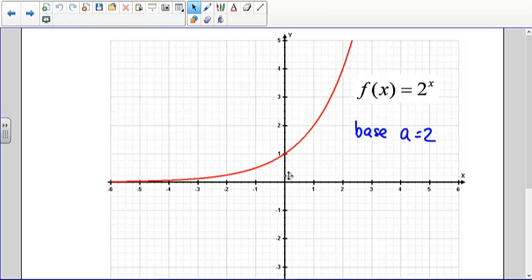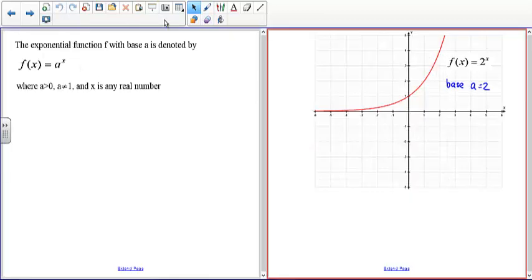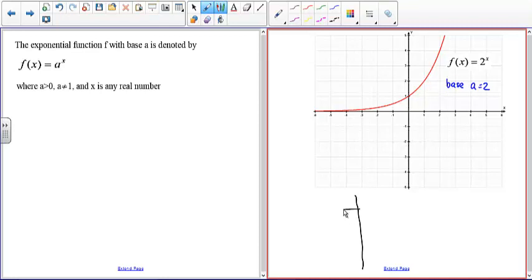So let's just plot a few points, just evaluate the function and see how this graph represents this function. What we can do is set up a table where we have x, and then we have 2 to the x, which is f of x. Let's start with 0. So that's 2 to the 0 power. Any number raised to the 0 power is 1. And you can see 0, 1 is a point on that curve.